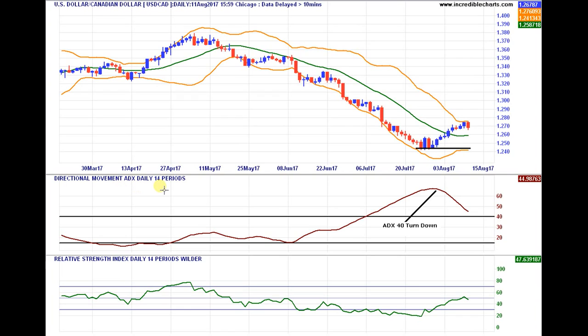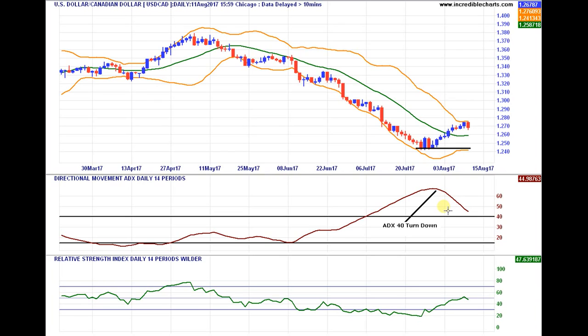This is the original one from Wells Wilder. It's one of the most powerful indicators out there that you can get, for me. Hardly anyone uses it, which I find odd. Now, in terms of how to use it, it's easy. Once you get above 40, you just wait for the line to turn down. That signals a move against the prevailing trend.